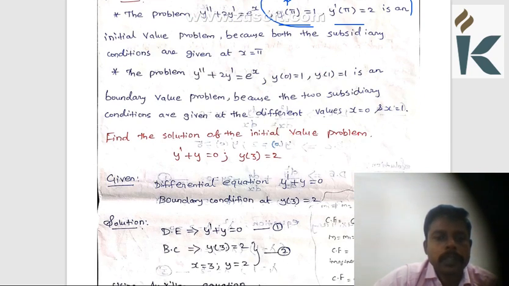Y double dash plus 2y dash is equal to e power x. This is the given problem. For this problem we are giving two boundary conditions: one is y of 0 equal to 1, and another boundary condition is y of 1 equal to 1. See here the x value is 0, and in this boundary condition the x value is equal to 1. So the x limit is between 0 and 1.